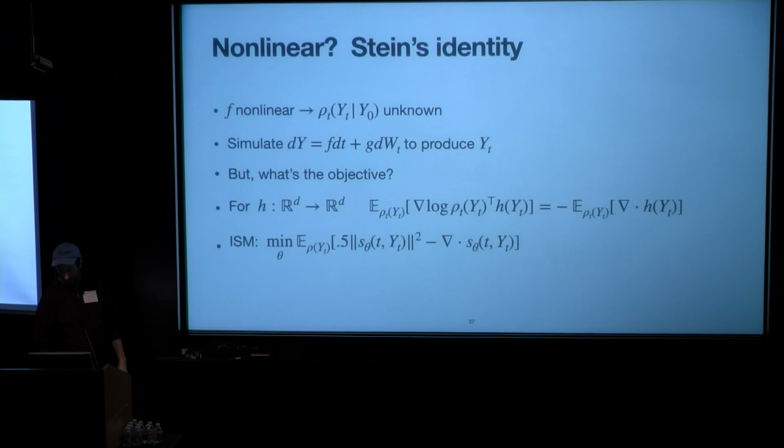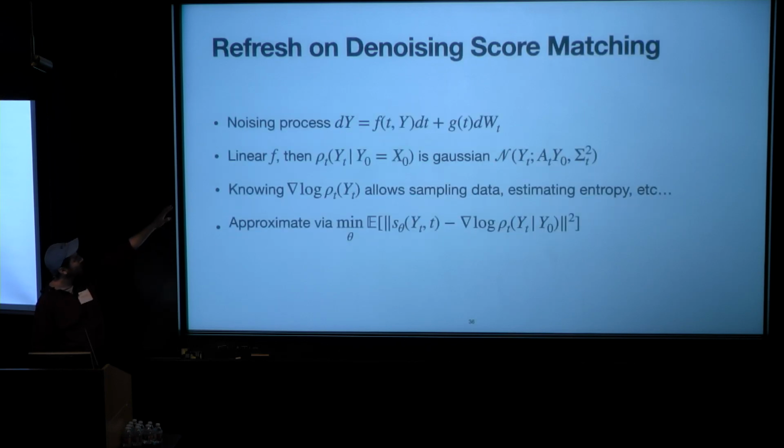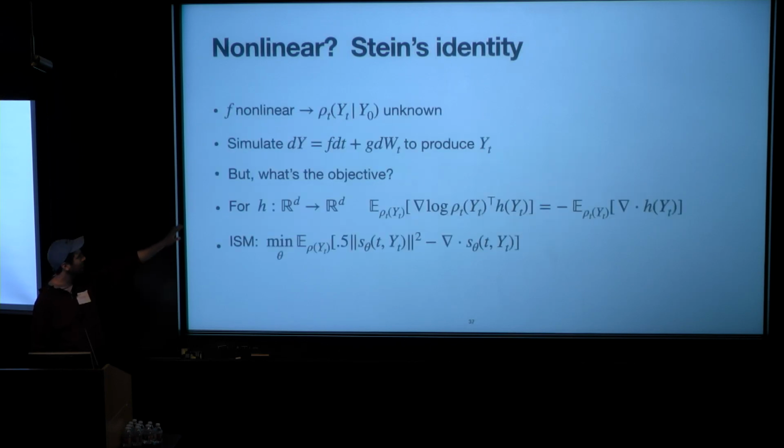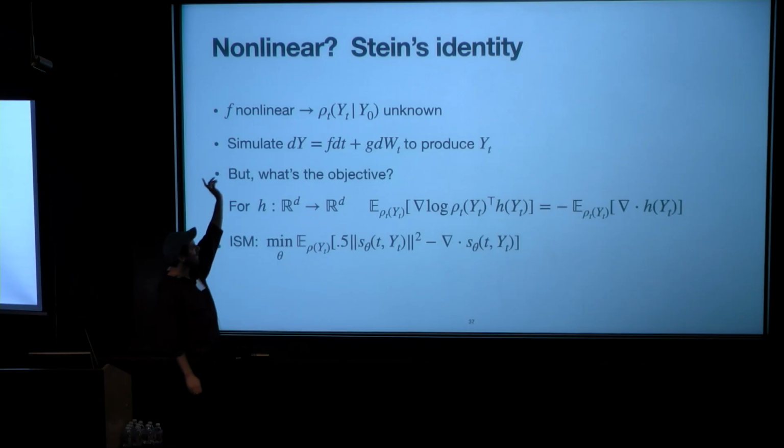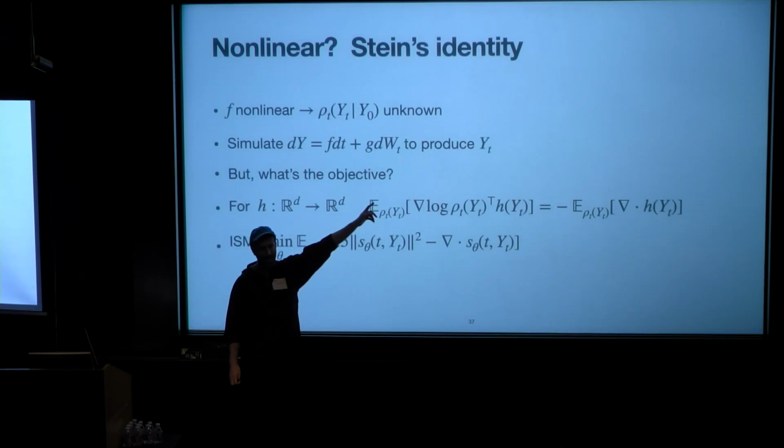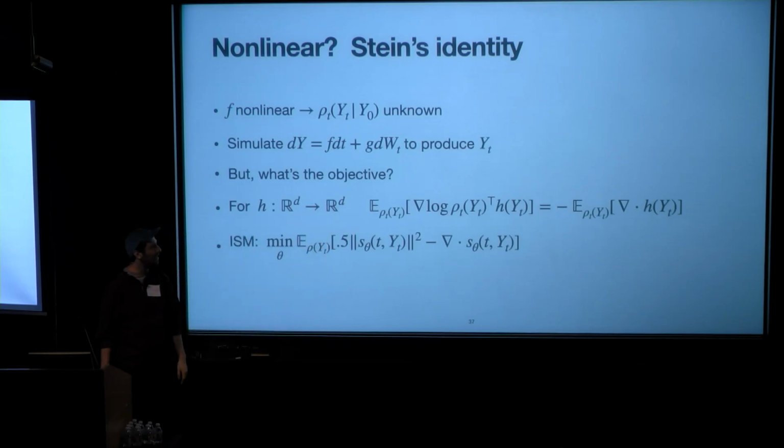But if we go back to this abstract SDE up here, and we pick a nonlinear diffusion, we can still possibly simulate it to get samples of the variable yt at a given time. But then it's not totally clear how to do denoising score matching because we saw we needed the score. And the score is something we don't know in general. Or even the conditional score of t given 0 is not something we know in general.